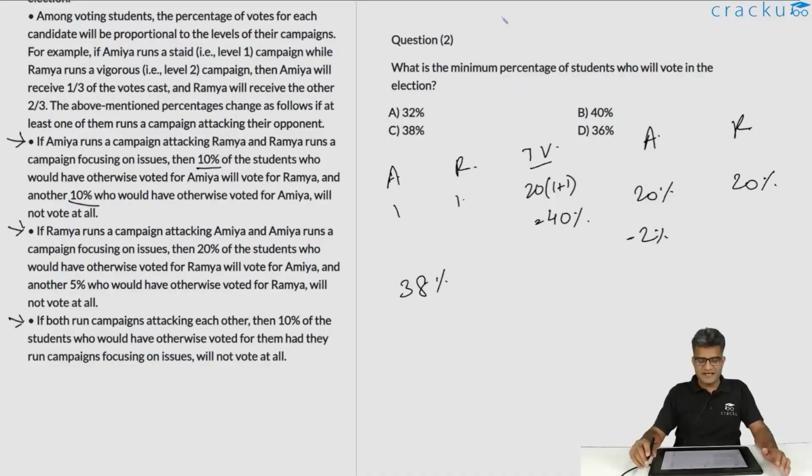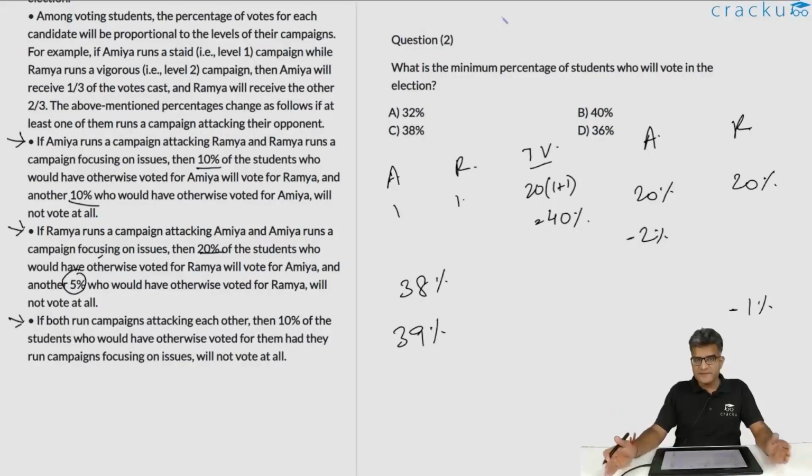In the second case, say if only Ramya is attacking Amiya. In that case, 20% of the students who would vote for her would vote for Ramya. Again, we are not concerned about it because we are only looking for the total voting percentage. Whether somebody voted for Ramya or Amiya is not particularly important for us in this particular question. But what is important is that this 5% of the people would drop out. So 5% of 20% will be 1%. So if only Ramya attacks Amiya, 39% would still vote. Some of them will vote for Amiya, some of them will vote for Ramya.